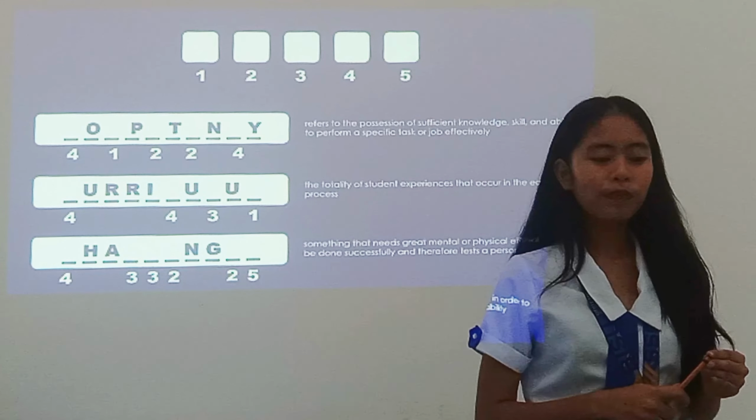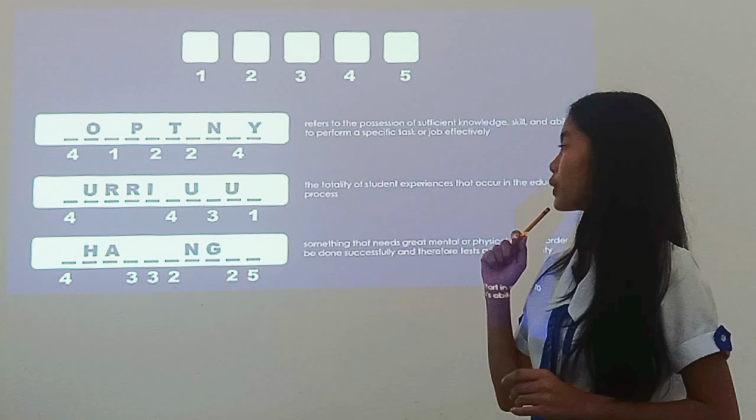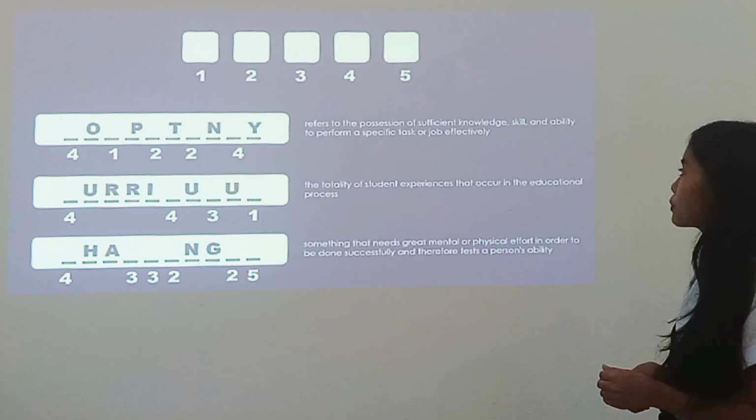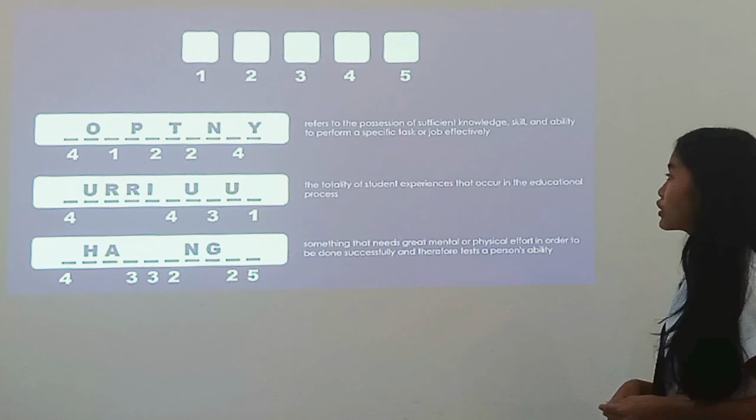Okay, so first word. It refers to the possession of sufficient knowledge, skill, and ability to perform a specific task or job effectively. The answer for that is competency. Next, it is the totality of student experiences that occur in the educational process. What would be the answer for that? The answer is curriculum.